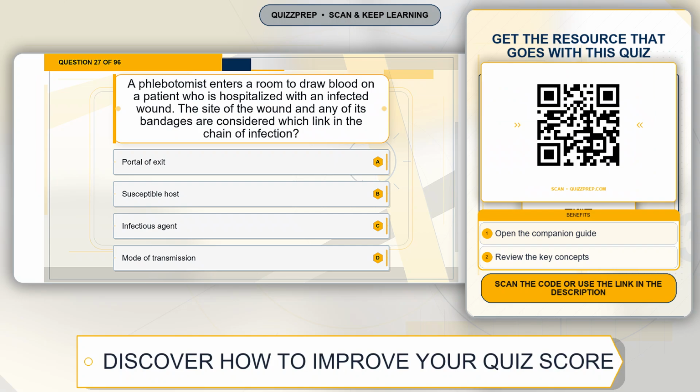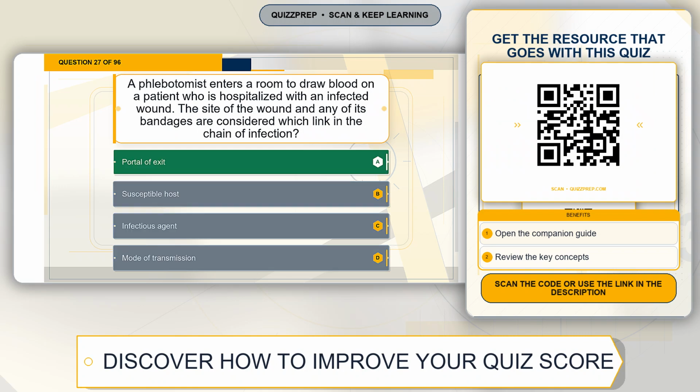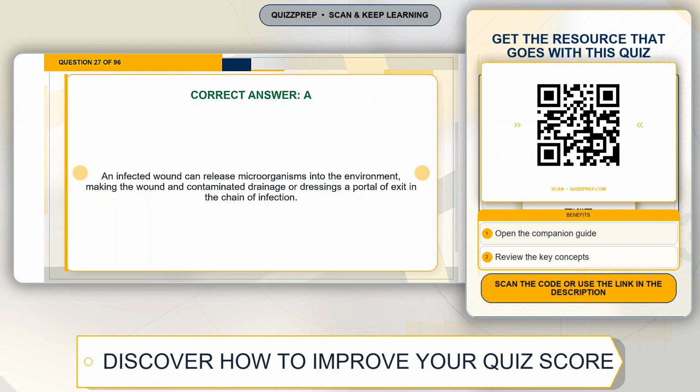Question 27. A phlebotomist enters a room to draw blood on a patient who is hospitalized with an infected wound. The site of the wound and any of its bandages are considered which link in the chain of infection? Option A, portal of exit. Option B, susceptible host. Option C, infectious agent. Option D, mode of transmission. The correct answer is option A, portal of exit. Explanation. An infected wound can release microorganisms into the environment, making the wound and contaminated drainage or dressings a portal of exit in the chain of infection.